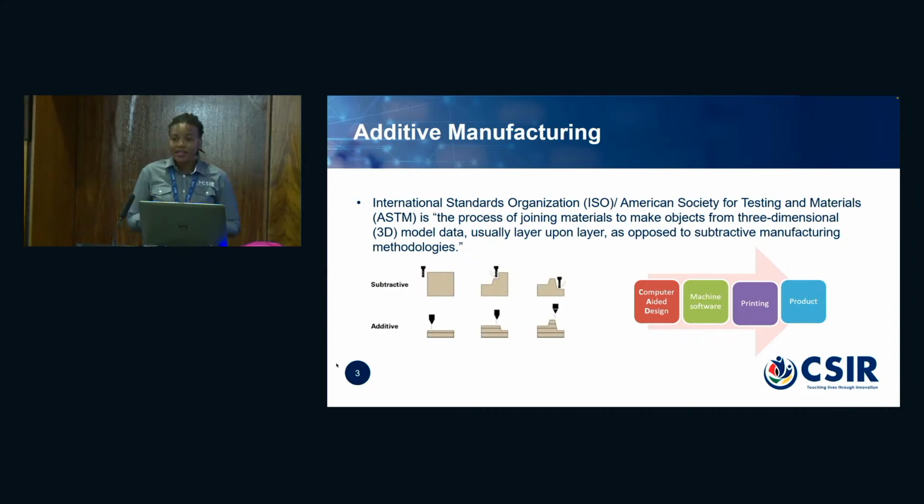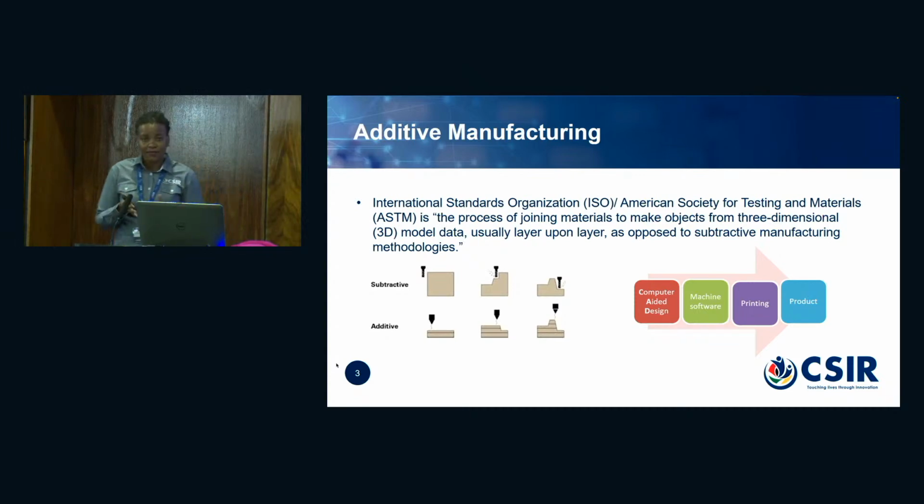So what would happen is that you'd start off with your CAD model of your desired component, and with this CAD model, then it's input into your machine software, and this machine software slices this 3D model of yours into layers, and these are the layers that the machine then prints, and at the end you have your product.